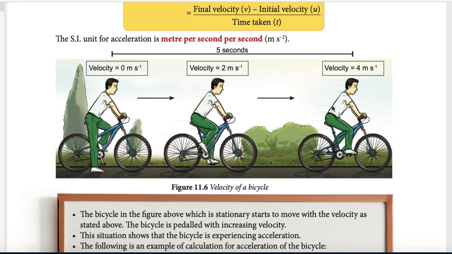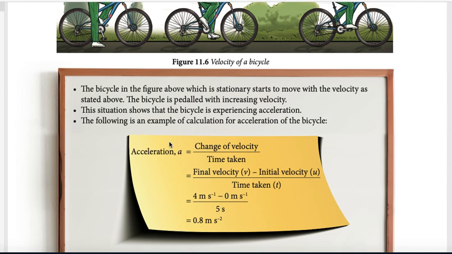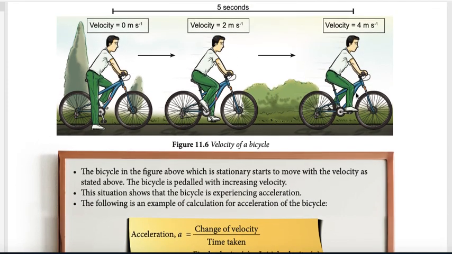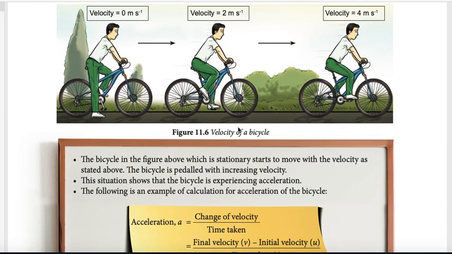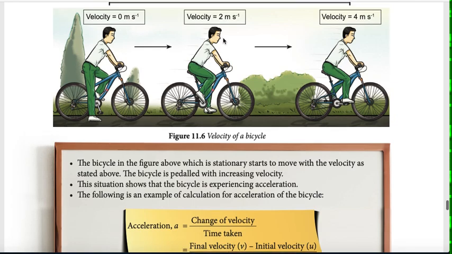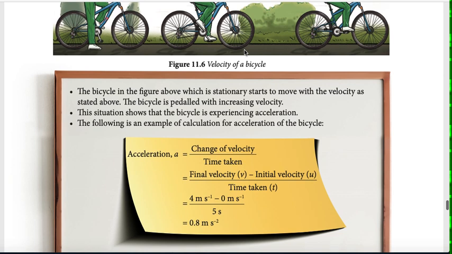The following is an example of how you calculate the acceleration of the bicycle. The final velocity of the bicycle is 4 meter per second, while the initial velocity will be 0 meter per second. The time taken here will be 5 seconds. So you substitute all the values into this formula. You will get the value of acceleration of the bicycle will be 0.8 meter per second per second.